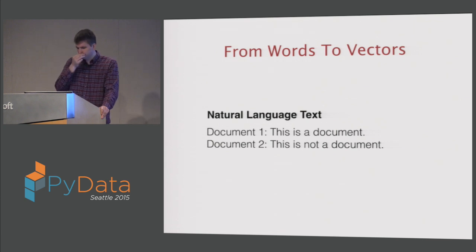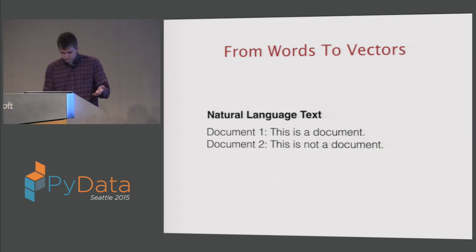So the first part of all modeling, natural language or otherwise, is you have this raw data and you need to turn it into vectors. You basically need to turn it into numbers. Here we have two examples. This is a document. This is not a document. I almost put "this is not a pipe." I'm a fan of the French stuff, I guess.